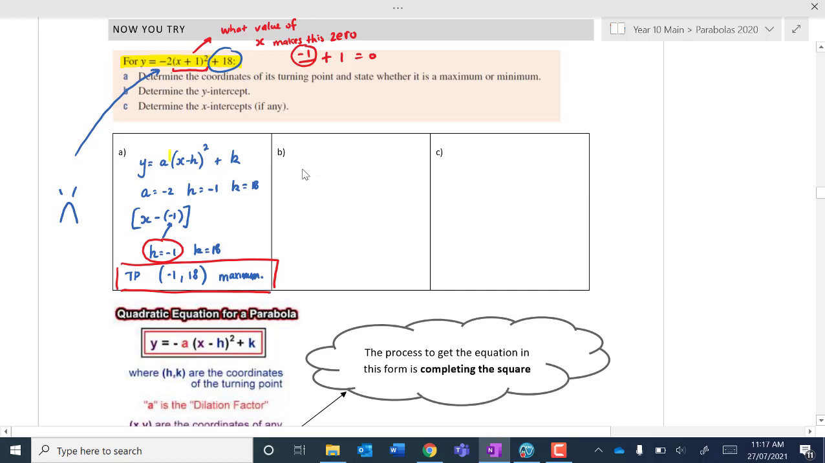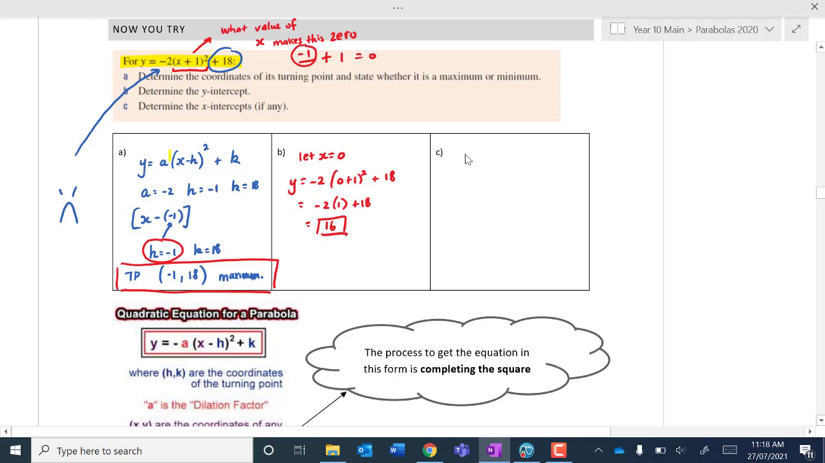Determine the y-intercept. For the y-intercept, we let x equal 0, and we solve. So we've got y is equal to -2 times (0 plus 1) squared plus 18, which is -2 times 1 squared, which is just -2, plus 18. 18 take 2 is 16. So the y-intercept is 16. We're going to sketch this in a CAS in a second to have a look and confirm.